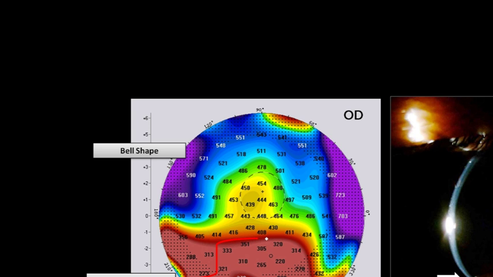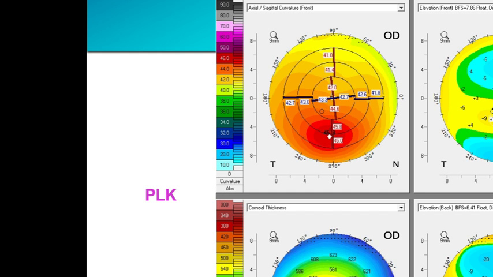This is pellucid marginal degeneration, very thin cornea in the inferior part, and this is bell shape as you see. Okay, now this is PLK. PLK means we have crab claw as well. We have abnormal posterior elevation, but we don't have the bell shape on the thickness map. This is why it is called pellucid-like keratoconus.